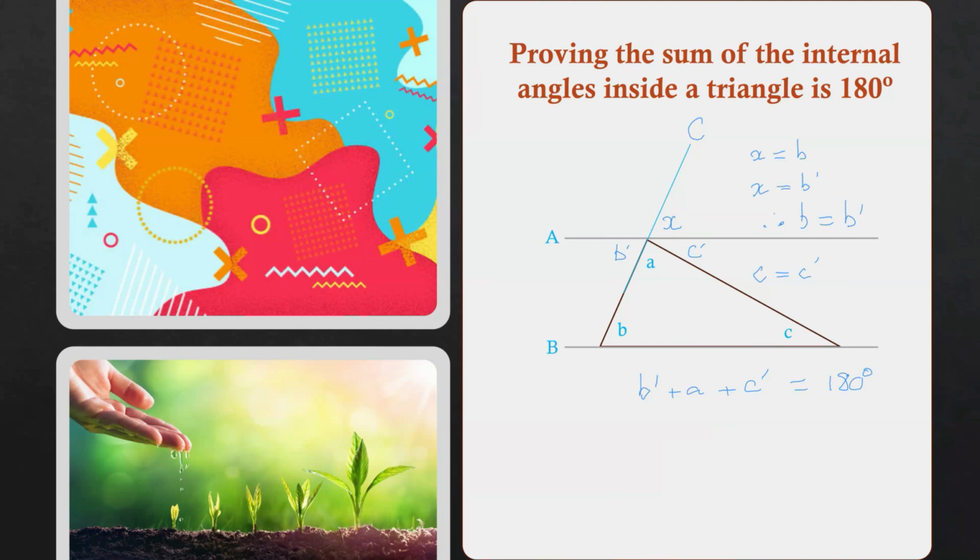From this, you can conclude that B plus A plus C equals 180. And this is the reason why the sum of the three internal angles gives you 180. All right, so this is all good. Now, we have proven that the sum of all angles inside a triangle is 180. This is going to be the rule that we use to show the sum of the internal angles of all polygons.